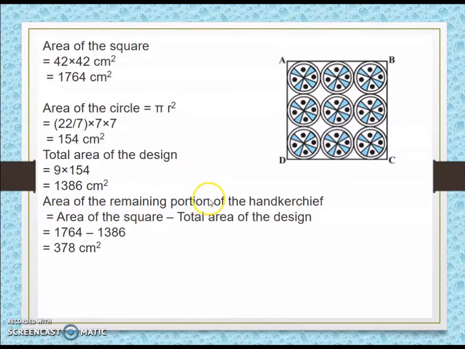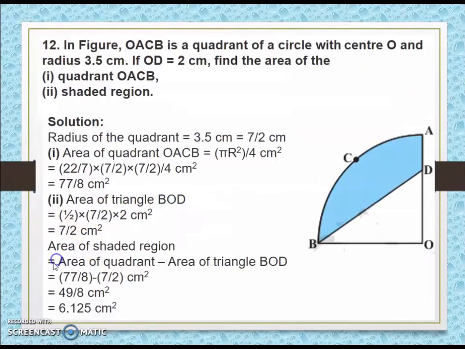The area of the remaining portion will be area of square minus area of the design. That is 378 centimeter square.